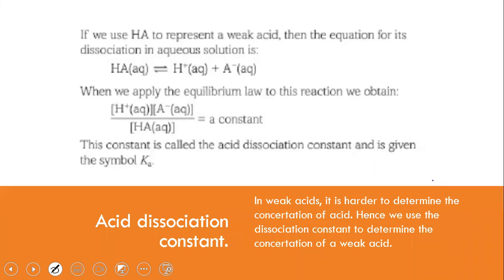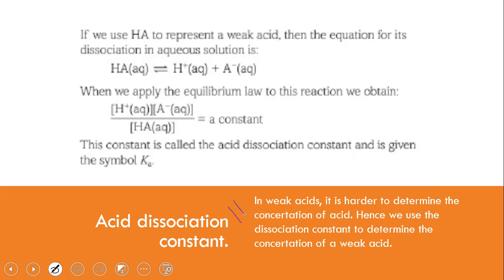So how are we going to get the concentration of hydrogen ions? Because the concentration of the acid will not be the same as the concentration of hydrogen ions, because the acid is not completely ionizing. So when we want to find the pH of a weak acid, we have to use something known as the acid dissociation constant. So how can we calculate the acid dissociation constant?